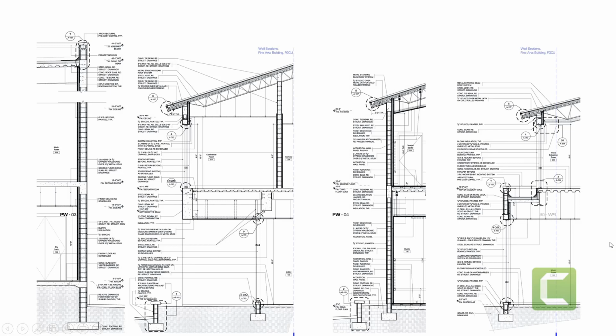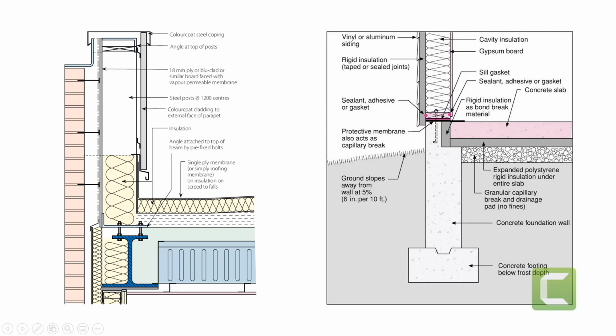Now, those lead to wall sections. So wall sections are indicating how the building would be detailed. And you see those callouts here. These are called detail callouts, which leads to how the building eventually gets put together.